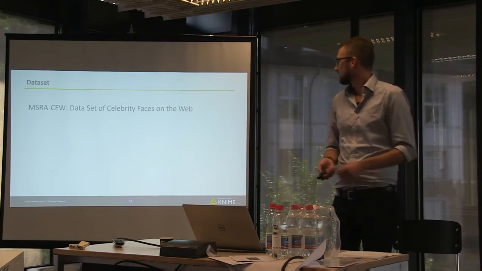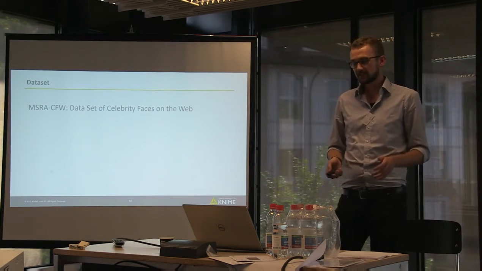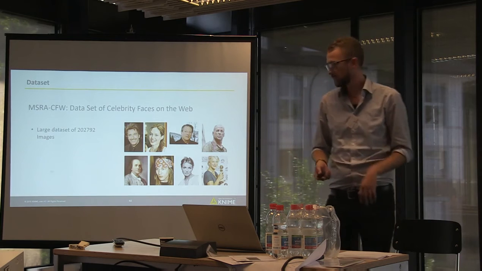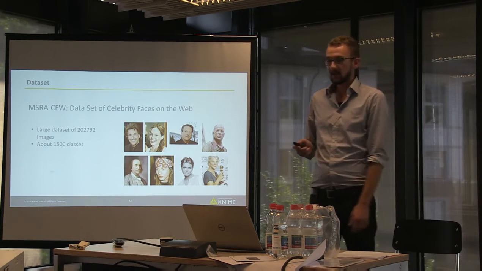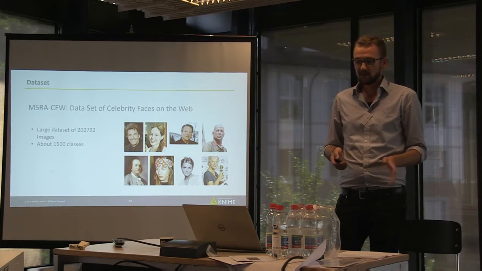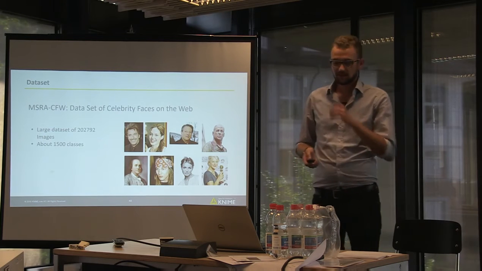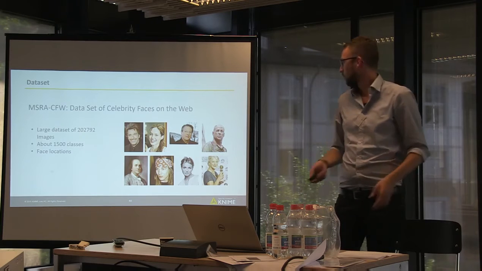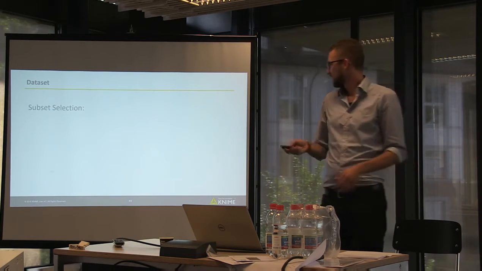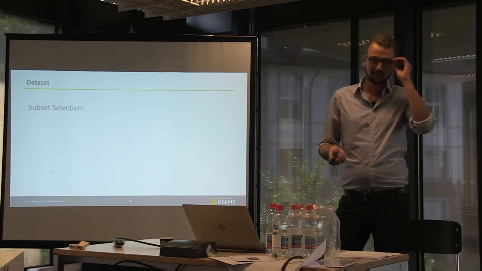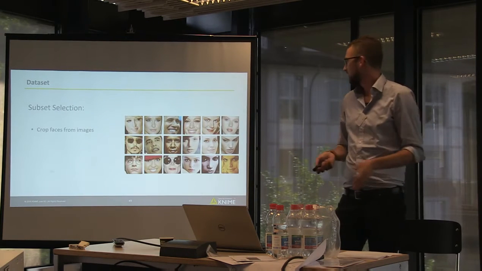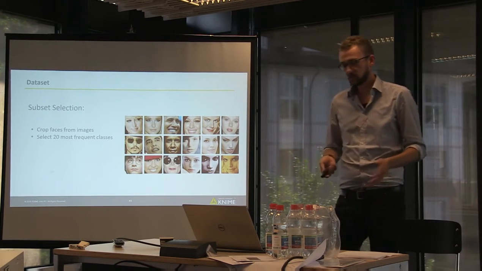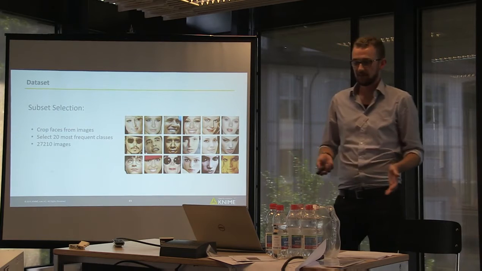The data set we're using is the data set of celebrity faces on the web from Microsoft. It's a very large image data set consisting of over 200,000 images. And here you can see some examples of that. It contains images from more than 1,500 different people, and additionally we have bounding boxes where the faces actually are. So for the example, we use a subset of this image set. So first we crop the faces from the images, which looks like this. Then we select the 20 most frequent classes, which results in a set of 27,000 images.